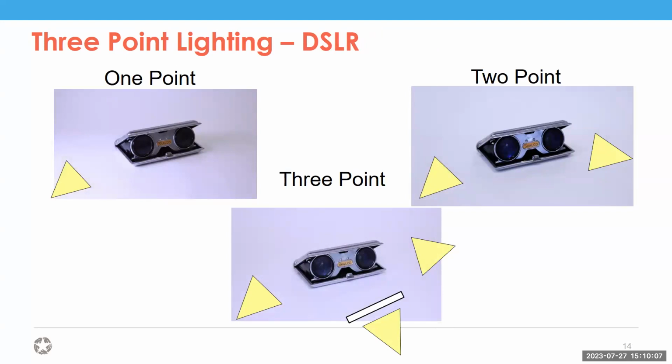All right, and then this was the lighting with the DSLR. You can see it's a lot clearer, but especially it's underexposed in that first 1-point picture. You can't really see the front of those binoculars very well. The 2-point is better, and then the 3-point looks the best with the front of those binoculars really popping out.